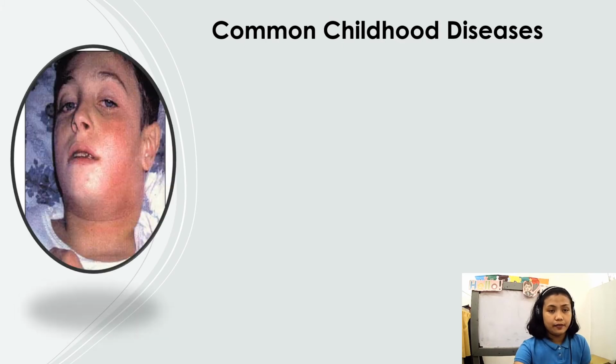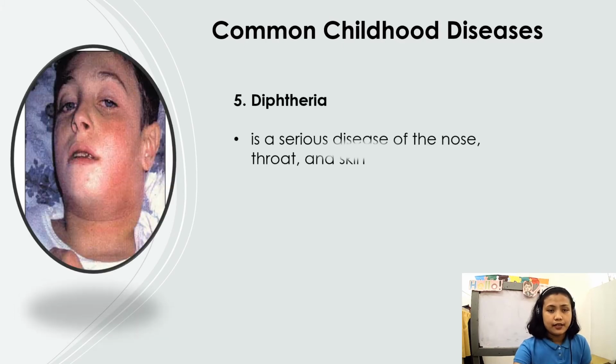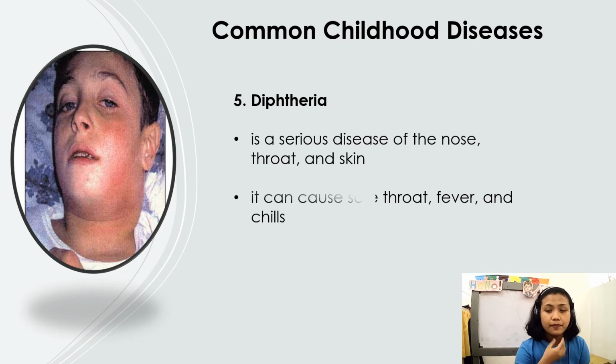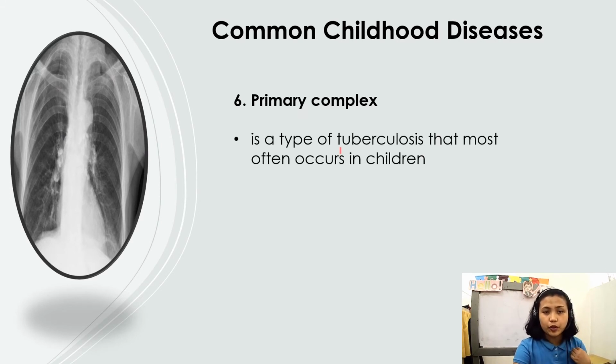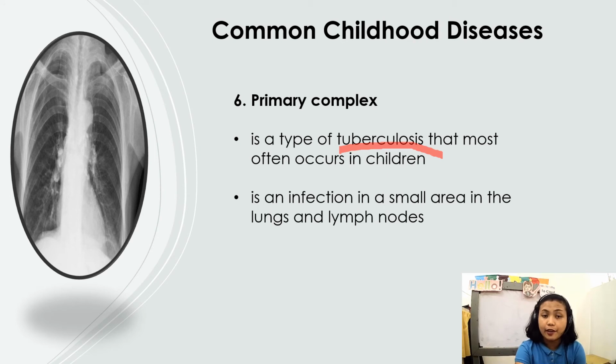So, next is diphtheria. Diphtheria is a serious disease of the nose, the throat, and the skin. So, it can cause sore throat, tonsillitis, fever, and chills. Next is the primary complex. Primary complex is a type of tuberculosis or TB, gitawag nato in adults. It is a kind of TB sa mga bata that most often occurs in children. It is an infection in a small area in your lungs and lymph nodes. So it is a kind of bacteria nga enter into your lungs. That's tuberculosis or primary complex.